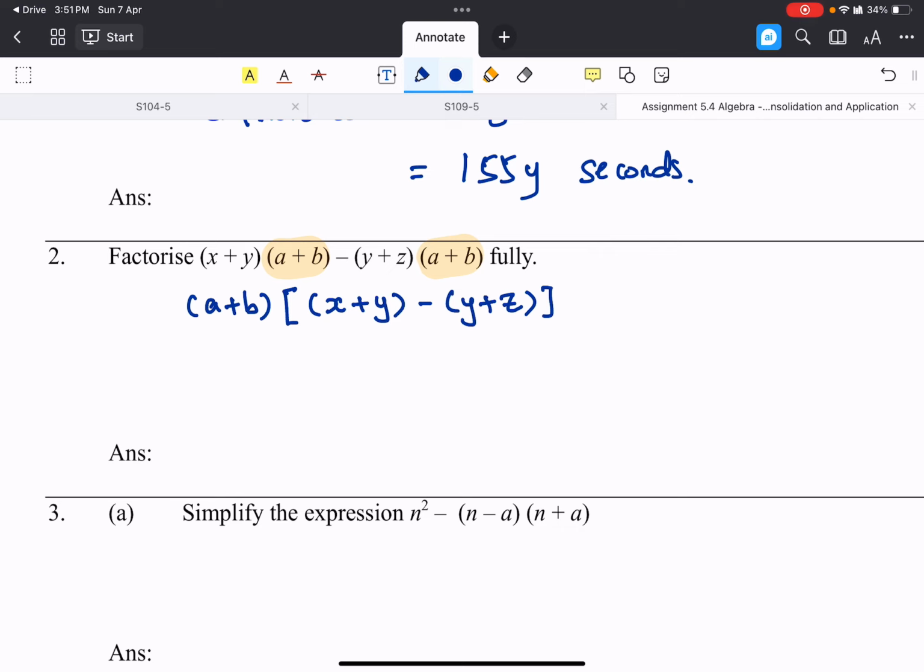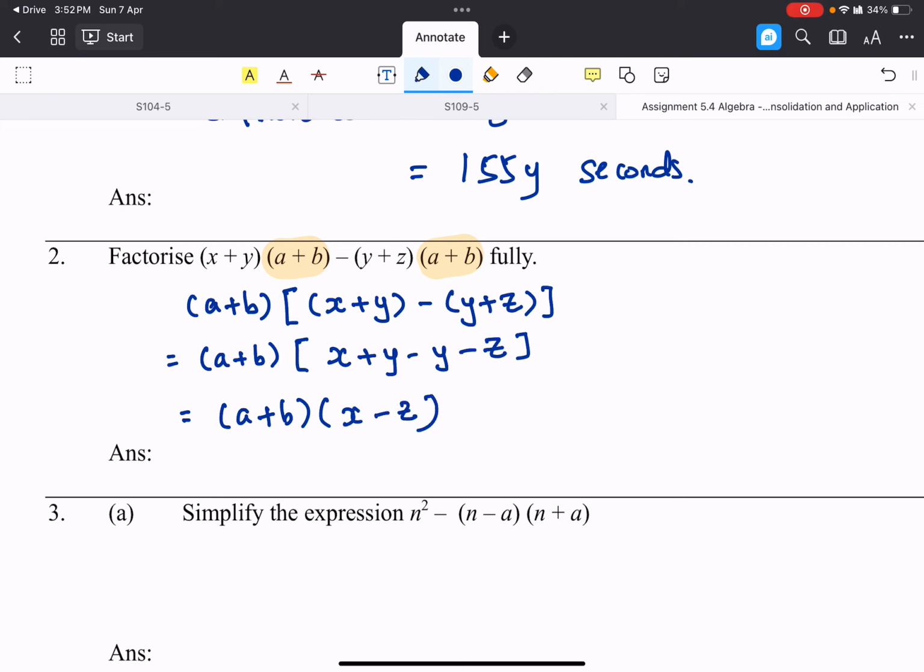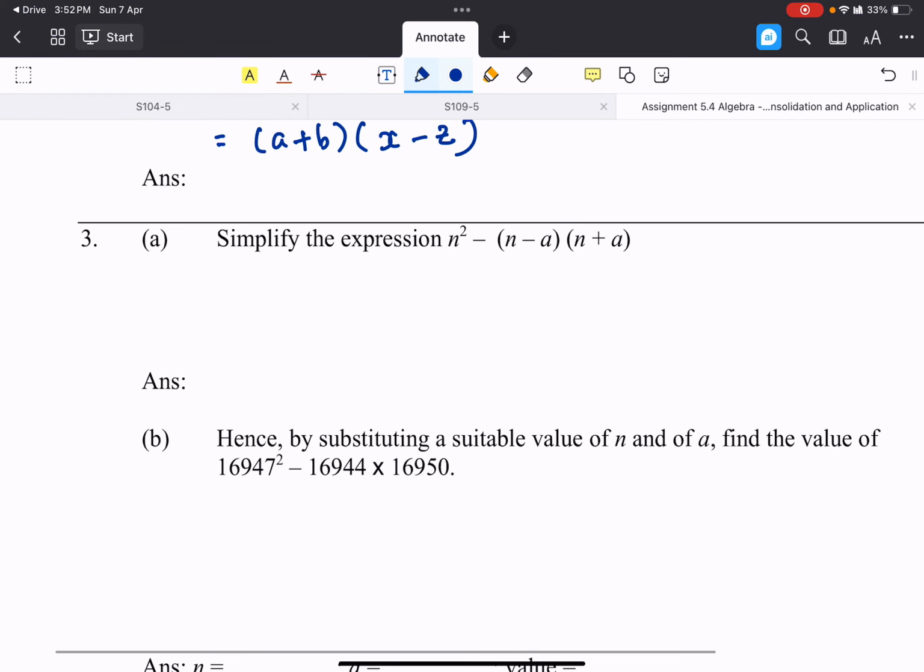Now let's simplify this. This will be a plus b, and then we have x plus y minus y plus z. That simplifies to a plus b, and we have x plus z. There we go. Okay, next question.